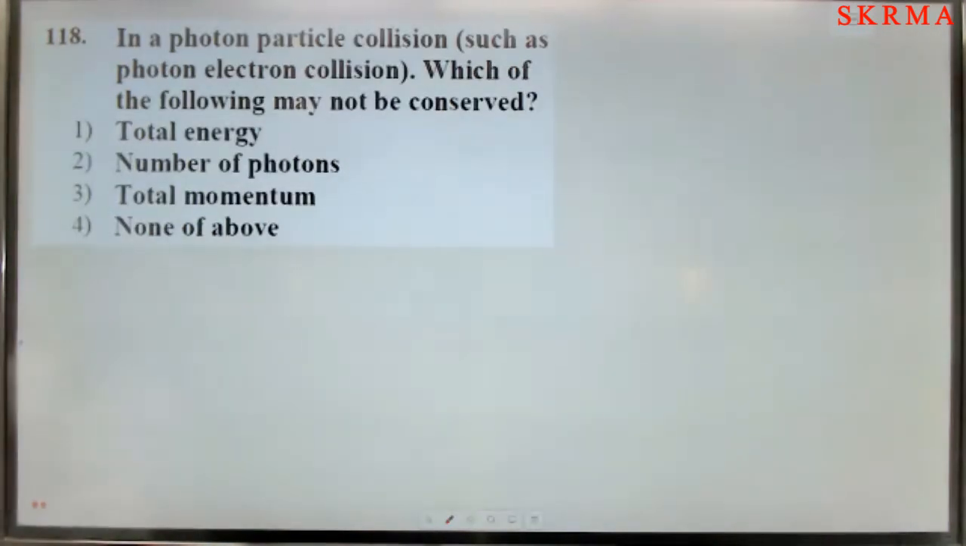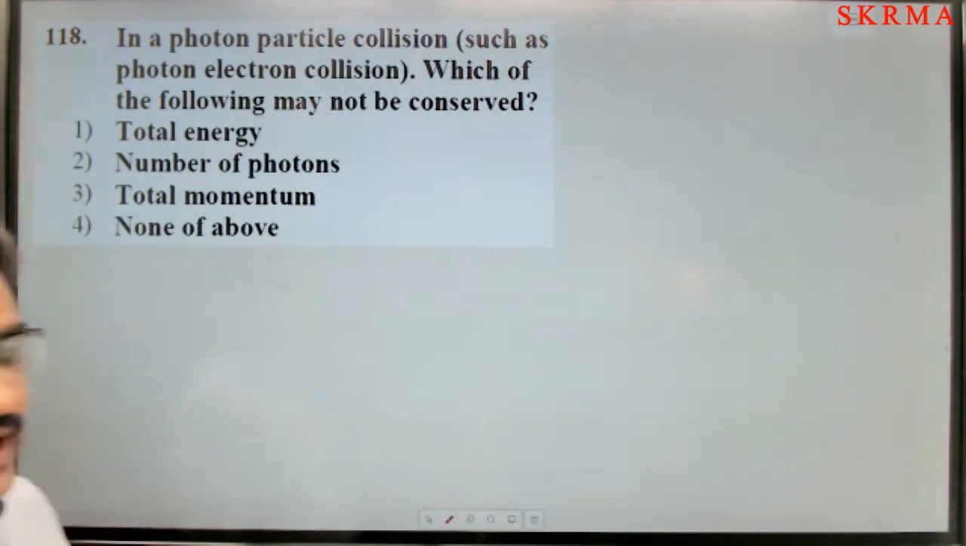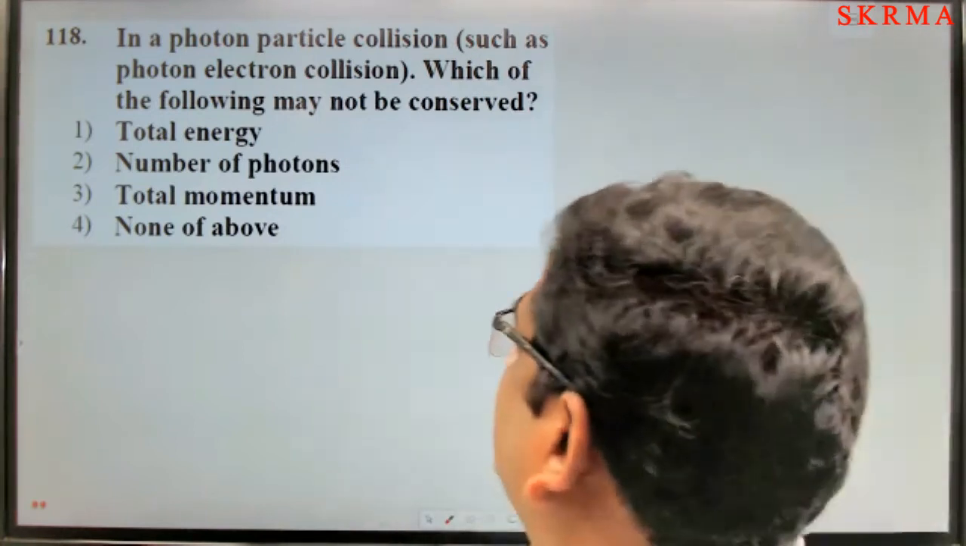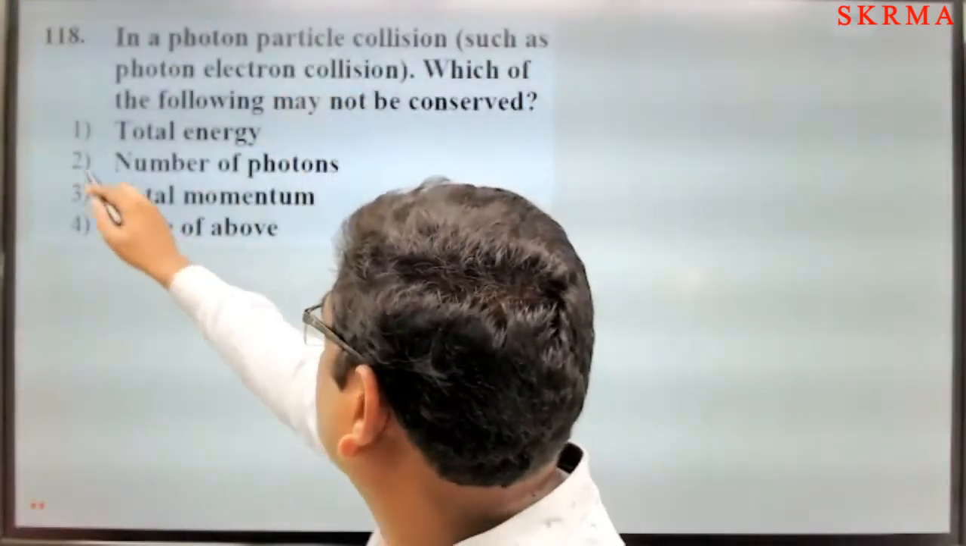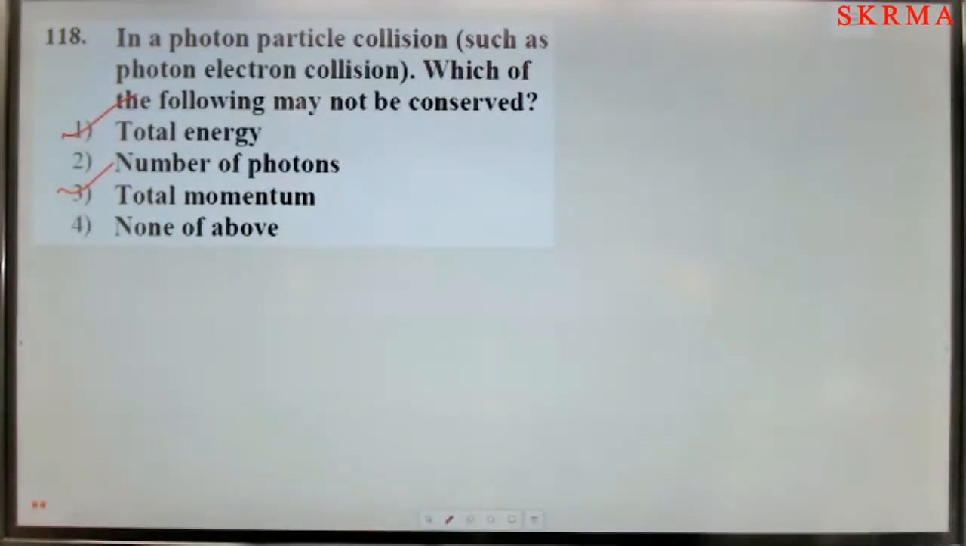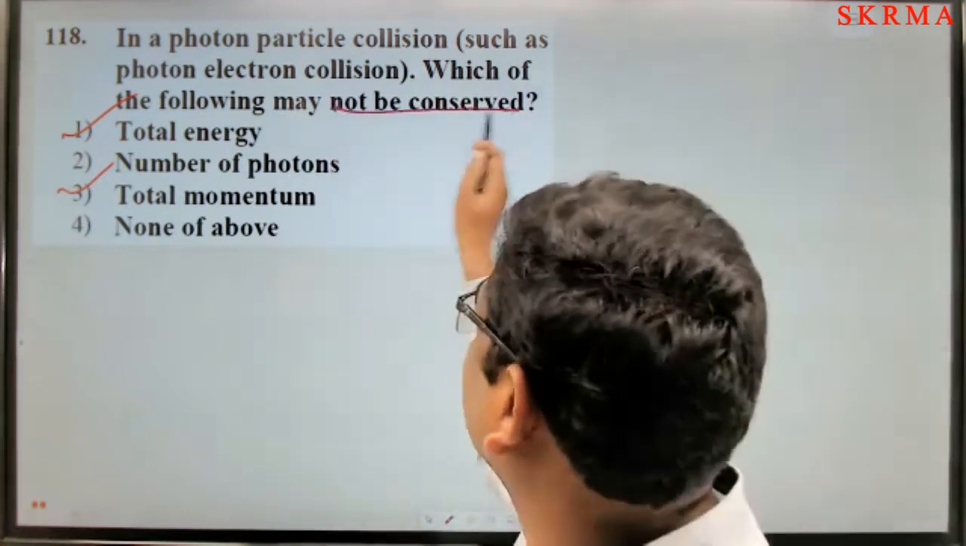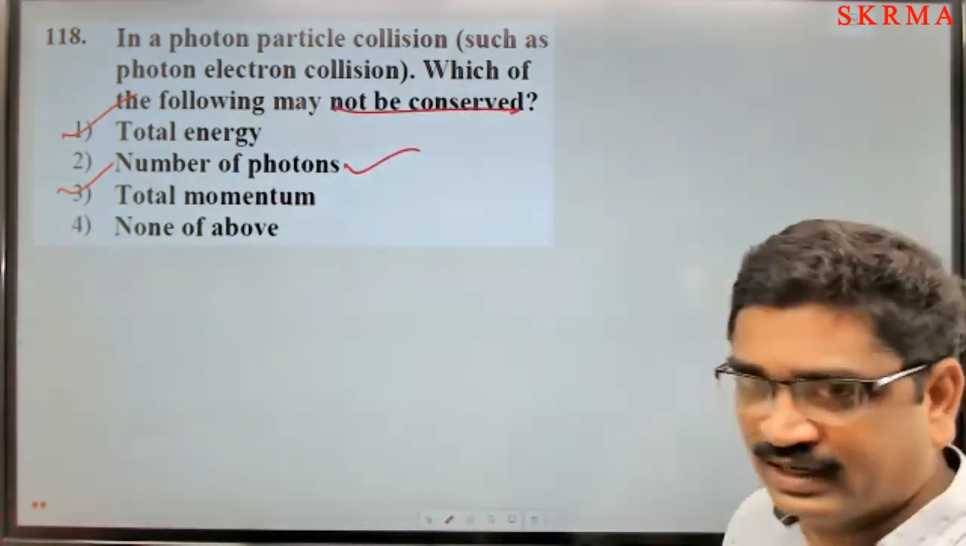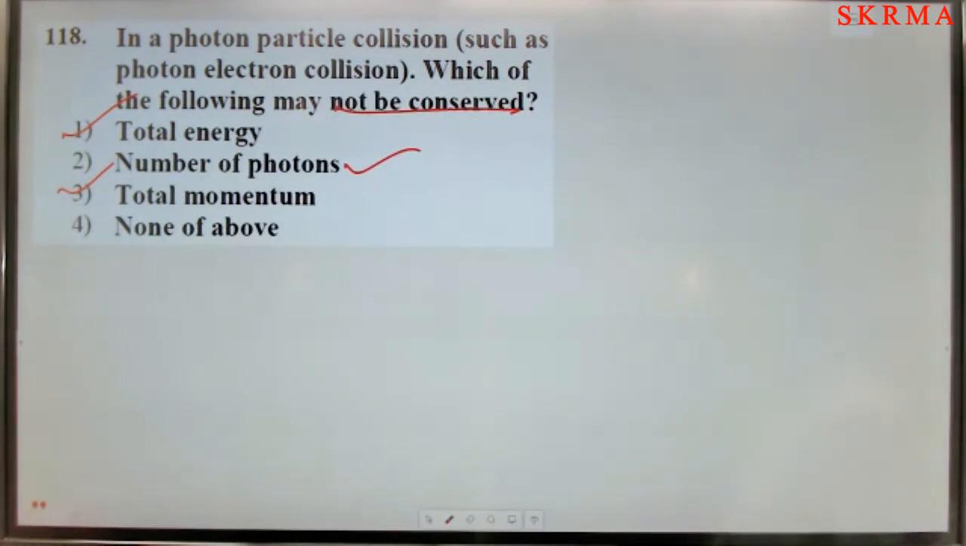Next. Go through the next question. In a particle collision, such as a proton-electron collision, which of the following may not be conserved? In a proton-electron collision, total energy and total momentum are conserved. So what do you have to select? May not be conserved. The number of protons will not be conserved in this case.